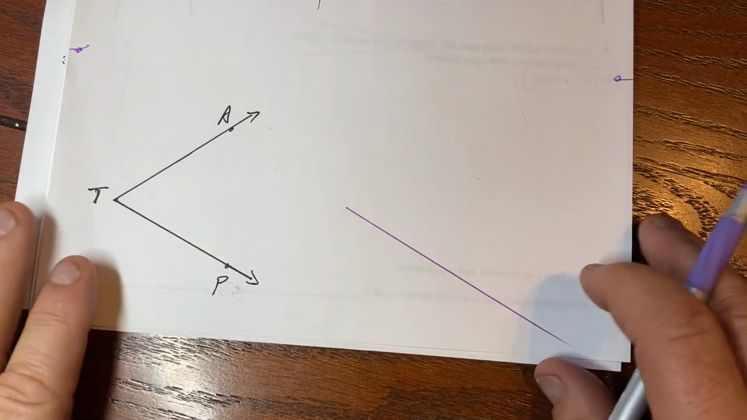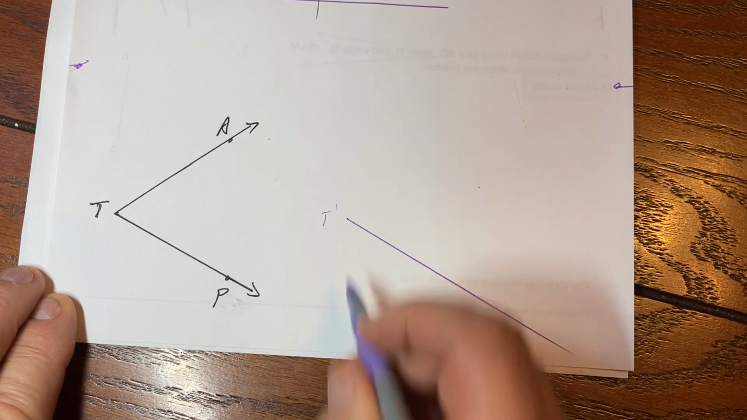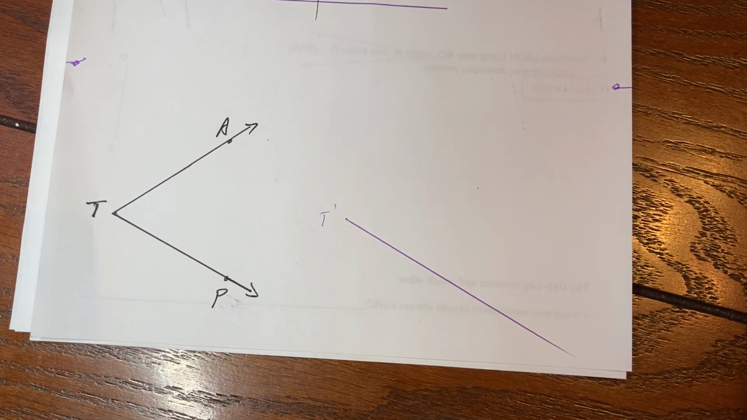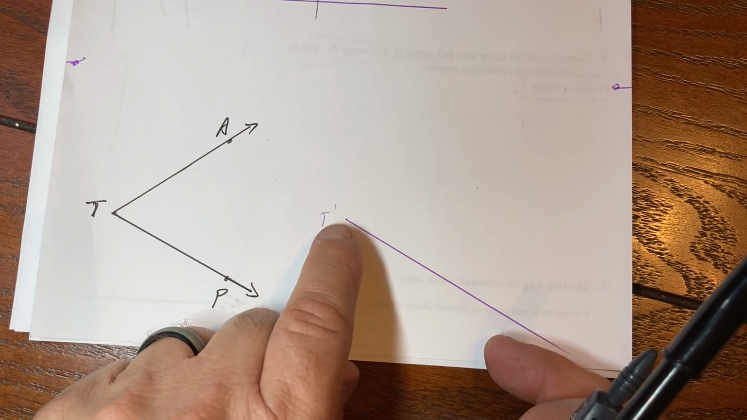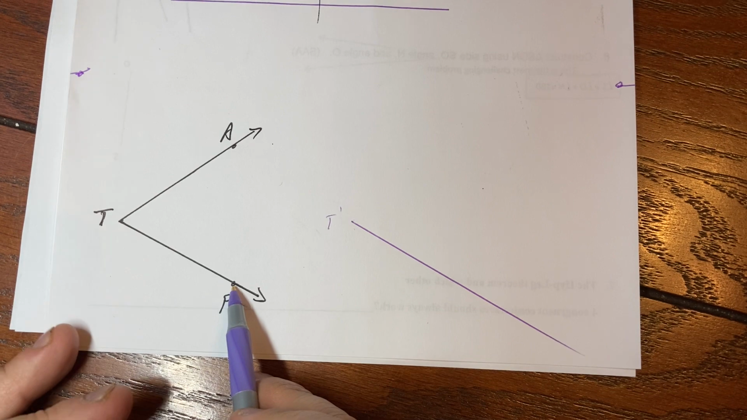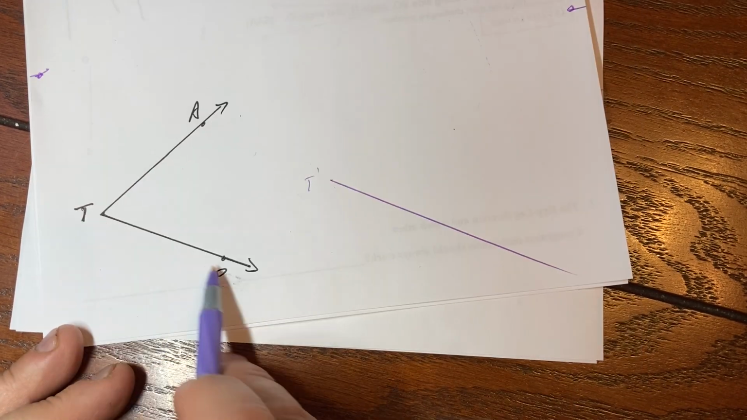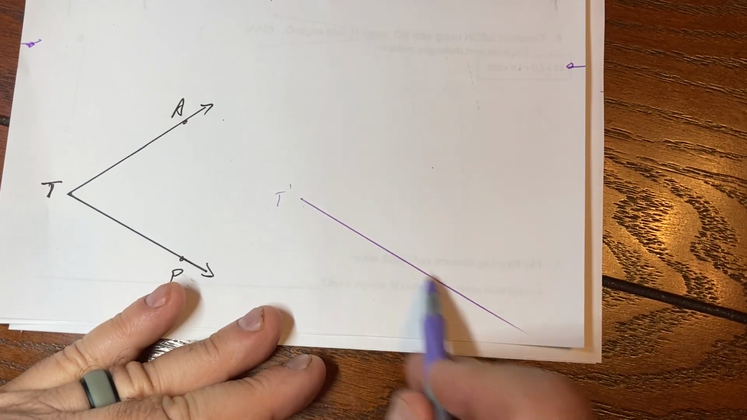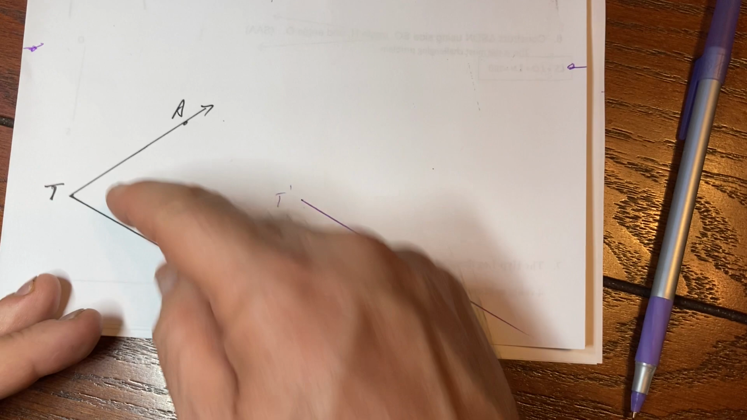So that ray, that's T. This is going to be T prime. So that's going to be my new angle right here. That's T prime. This ray right here, point P, could be anywhere I want along this. T to P. I can put P anywhere out here. Doesn't really matter. It's the angle measurement that we're worried about.